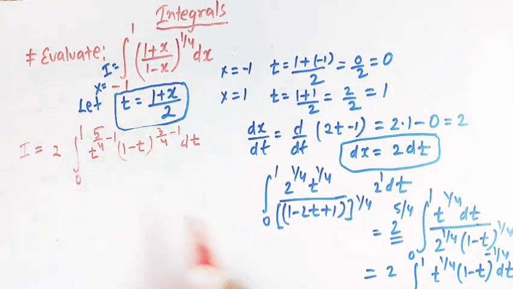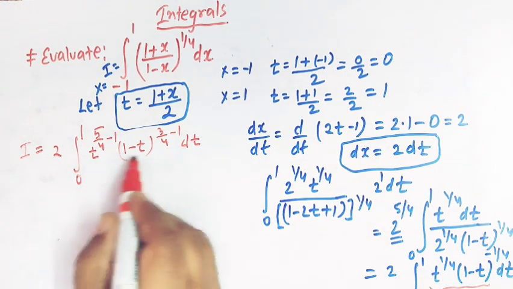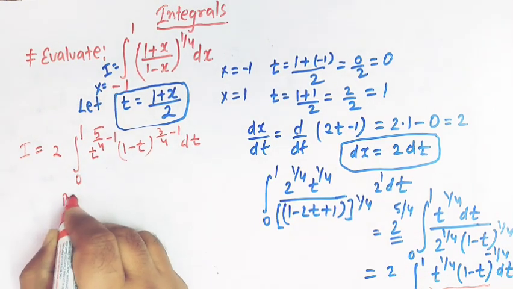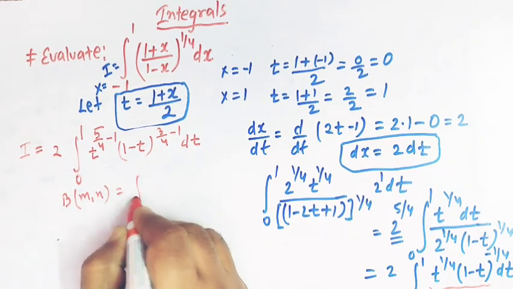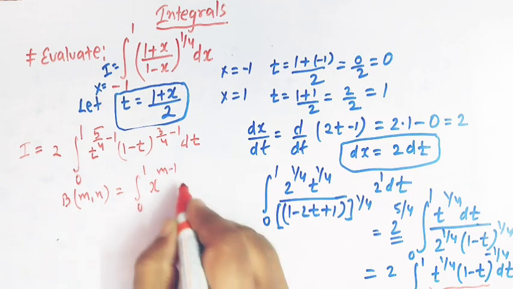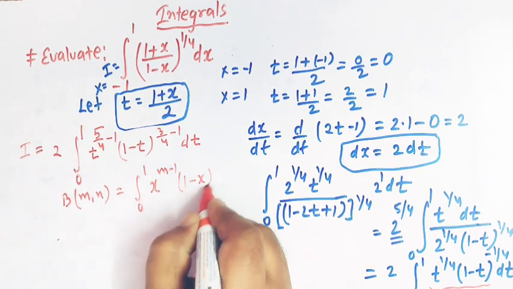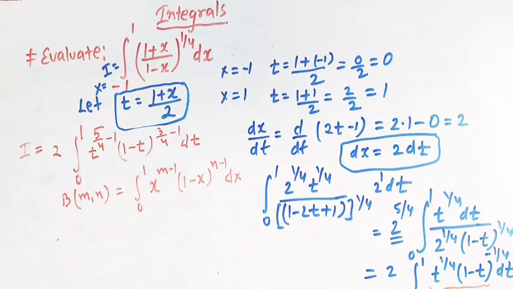So why have we expressed this expression like this? Because we know that the beta integral B(m, n) is given by the integral from 0 to 1 of x raised to m minus 1 times (1 minus x) raised to n minus 1, and here we have dx, right?